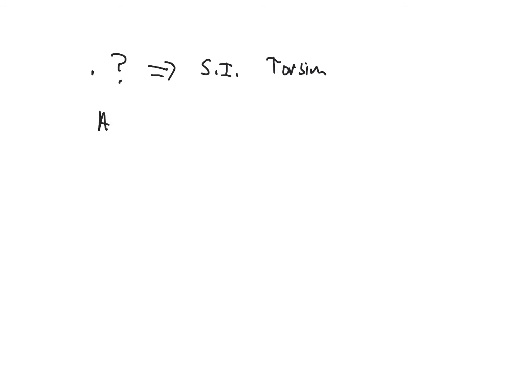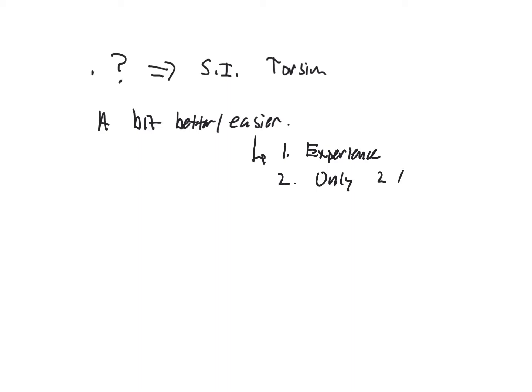We'll even write that out. It is a bit better and easier. Why is that? It is easier for two reasons. First off, you've got some experience. You've already done the axial loaded bar problem. Secondly, there are only two types, not three. And that's what's attractive about this.